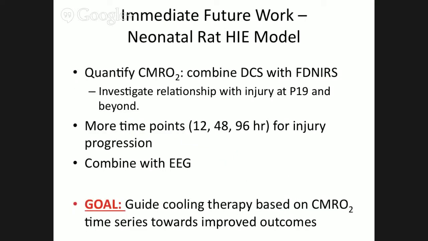So in the future, we're just now starting to quantify CMRO2 by adding FDNIRS to our probe and looking at relationships with injury. Ultimately, hopefully we will see a relationship with injury, and then we can start guiding the therapy, because we can get CMRO2 in real time now.